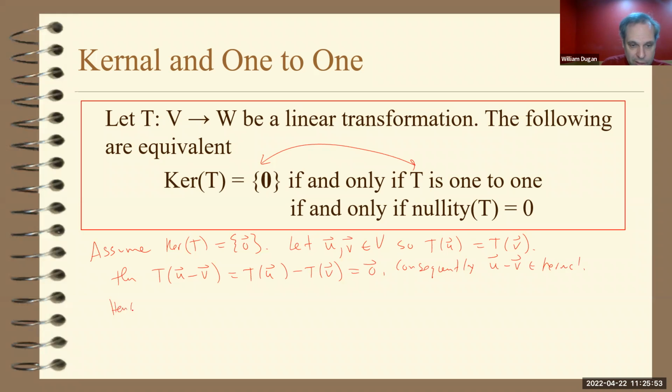Hence, u minus v has got to be the zero vector because there is only one vector in the kernel. So that subtraction being in the kernel has got to be it. And so u is equal to v. And that's what I had to show. So then it's definitely one-to-one.